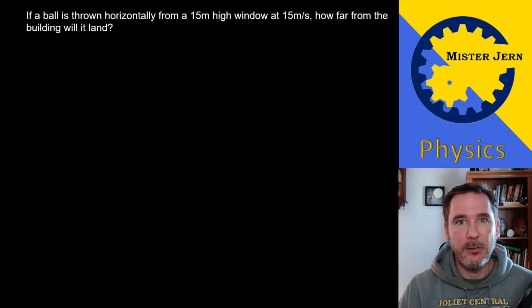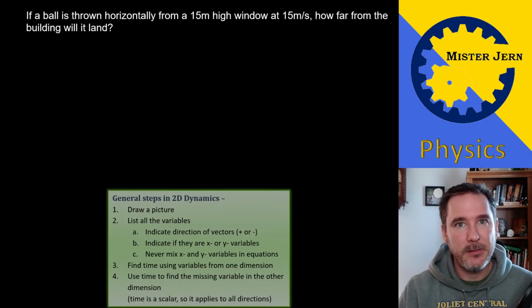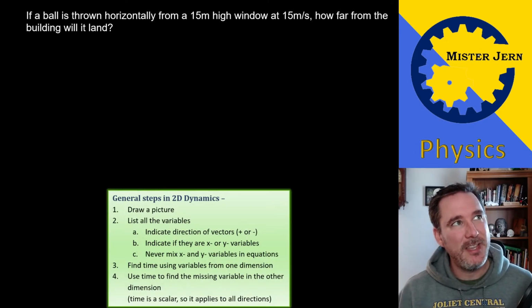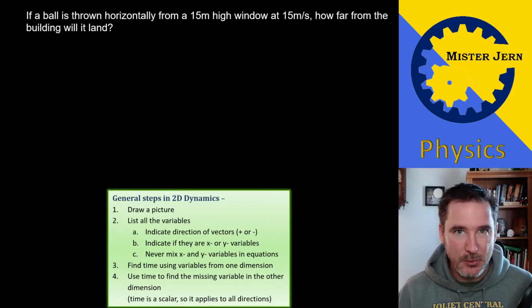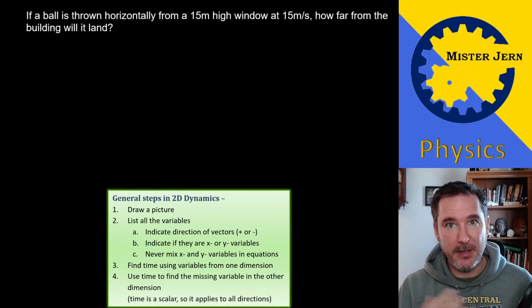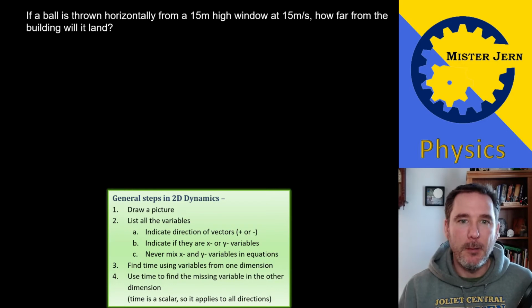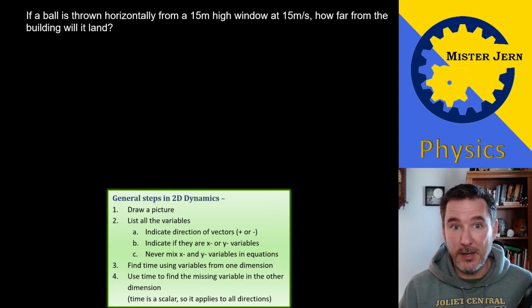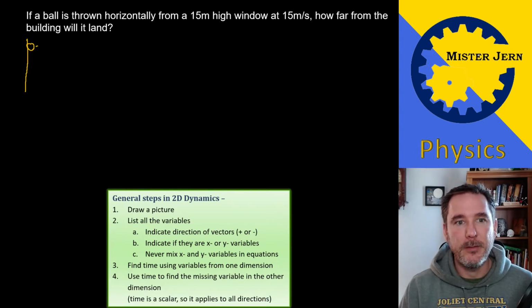A couple of things when we're dealing with horizontal projectiles. There are a few general steps you could follow. These are just my steps, they're not written in stone. But what I like to do is first draw a picture. So we have a window, we have a building, and we have a ball being thrown out at a certain speed, initial velocity in the x direction. It is going to fall and eventually hit the ground.